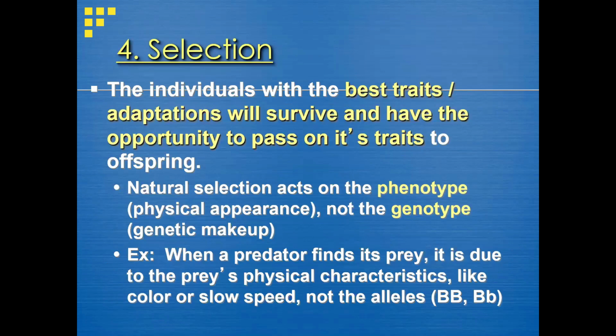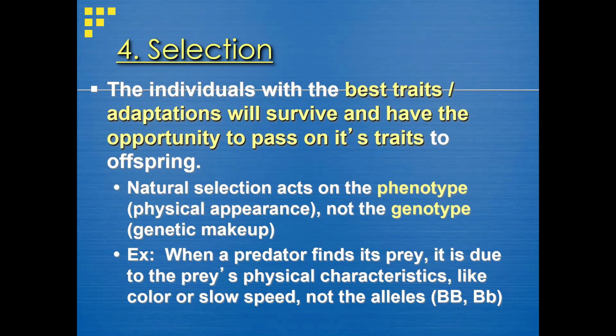So the individual with the best traits, adaptation, will survive and have the opportunity to pass on its traits to offspring. When we say selection, it means that organisms that have the best traits that make them survive in a particular environment will have an opportunity to pass those traits to their young ones. Their young ones will be in a better position to survive in that environment because they have all the traits it takes to survive, sometimes with even some modification.